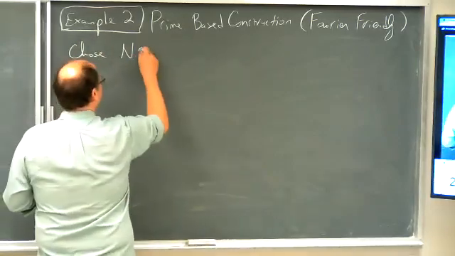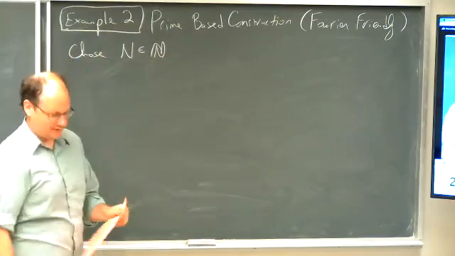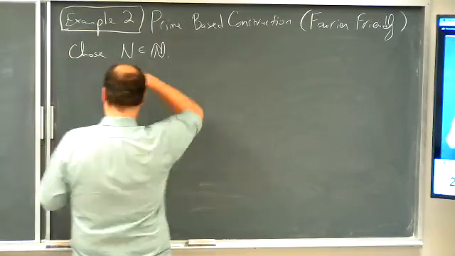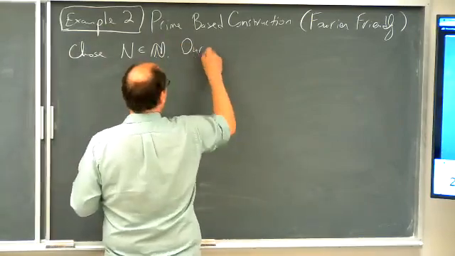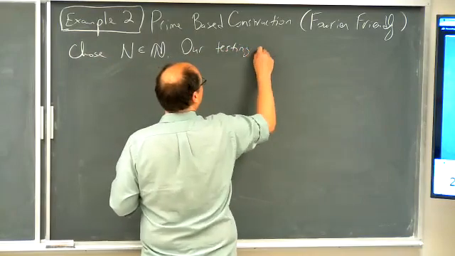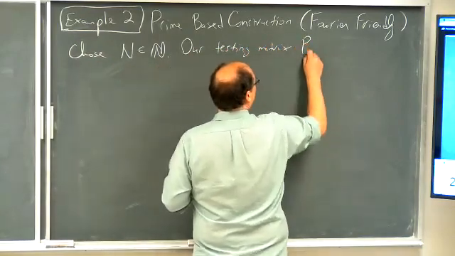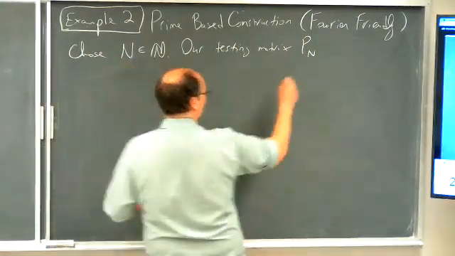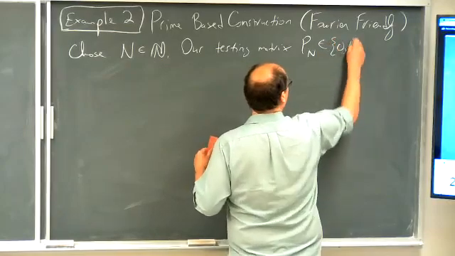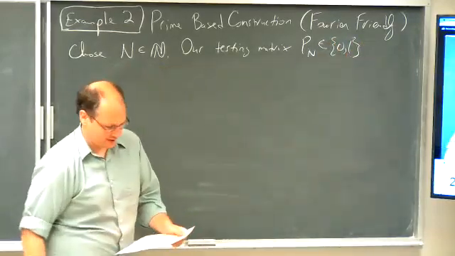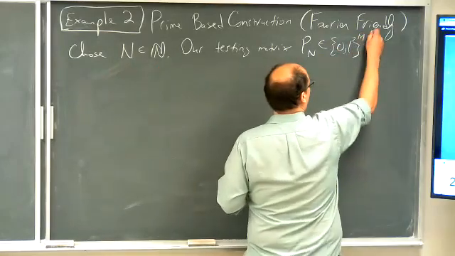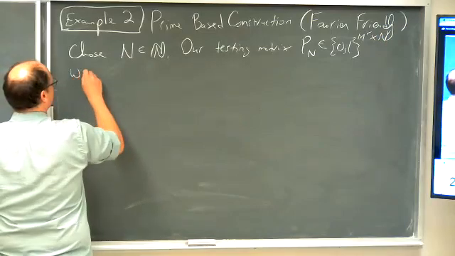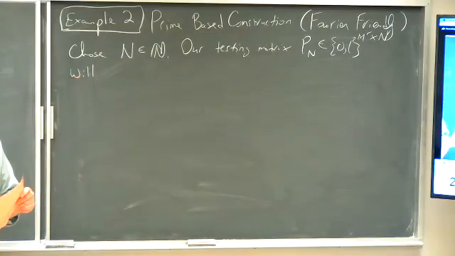So let me choose any integer that I want. That's my cartoon N for integer. And so given that, we're going to have our testing matrix P sub n that we're going to create. It's going to be built using some co-prime numbers. So again, to remind you, these are always 0, 1 matrices. I'll say it has m prime rows and n columns. And we are gonna build it using some co-prime numbers.